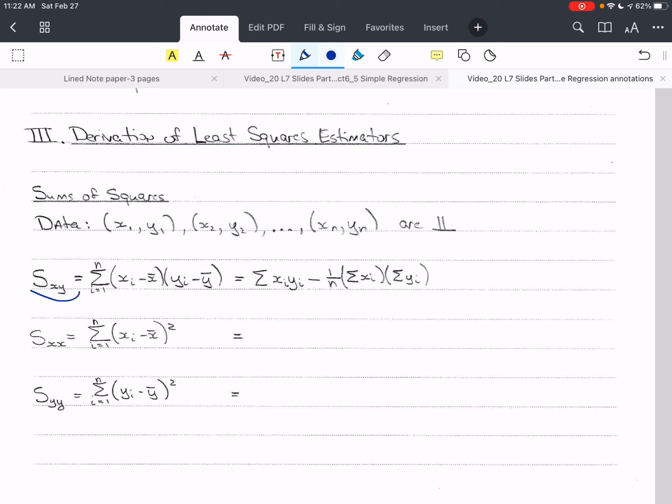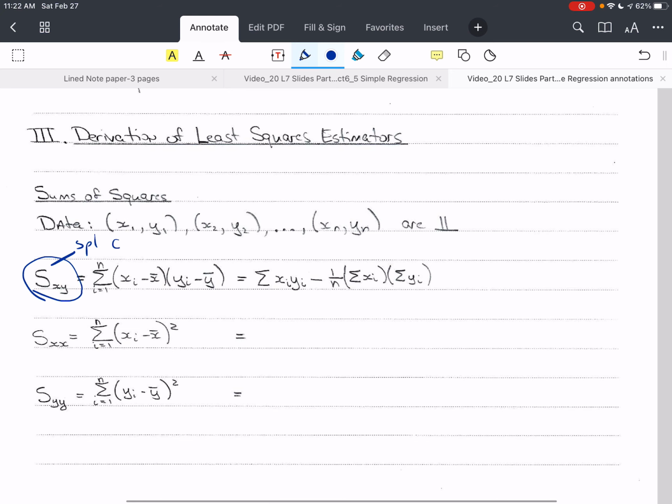So the sample covariance of x and y, okay? Sample covariance is the distance that xi is from the mean of the x's times the distance that yi is from the mean of the y's. So it's a product of these two errors, if you will, or deviations. Okay? And through algebra, we can simplify that and write it in this form.